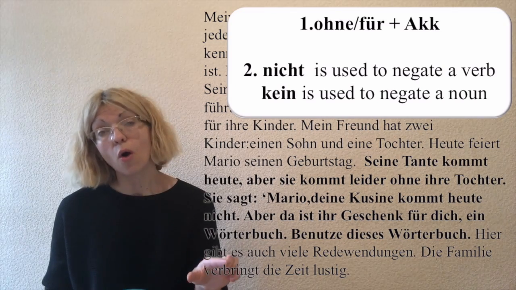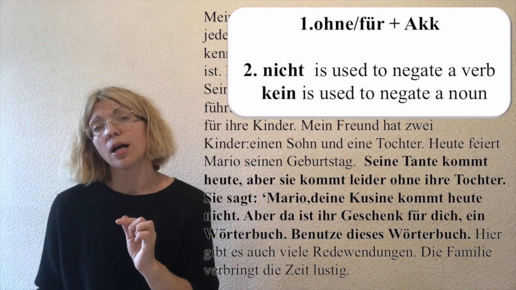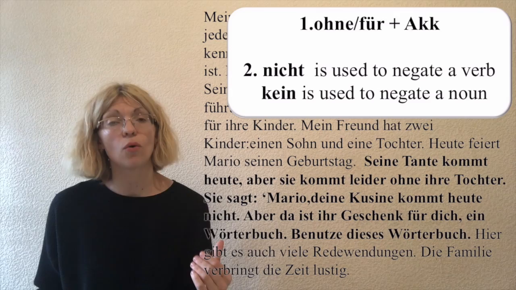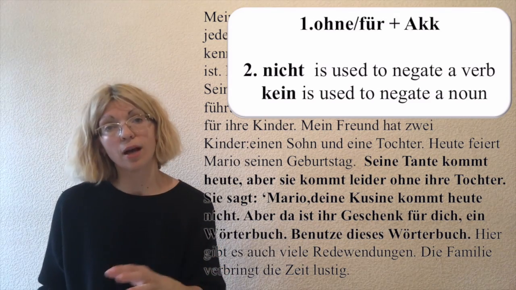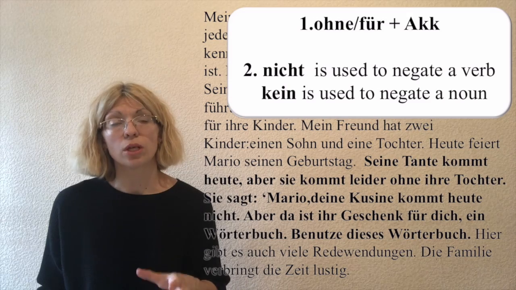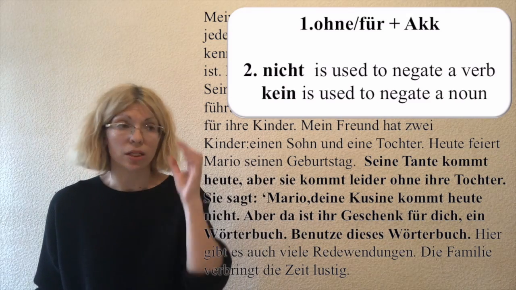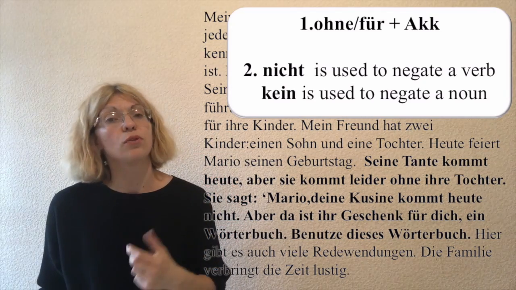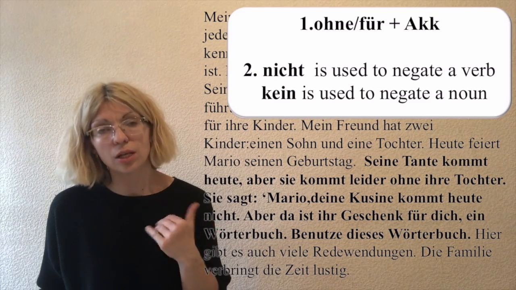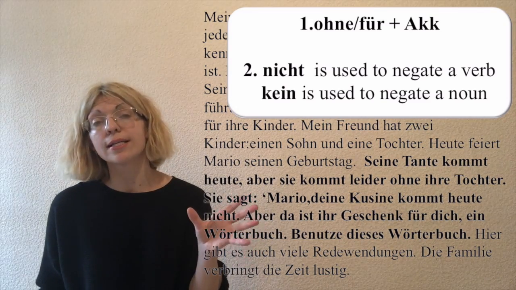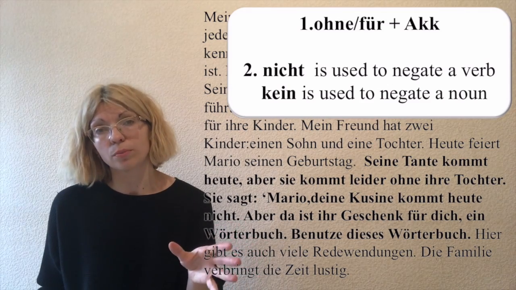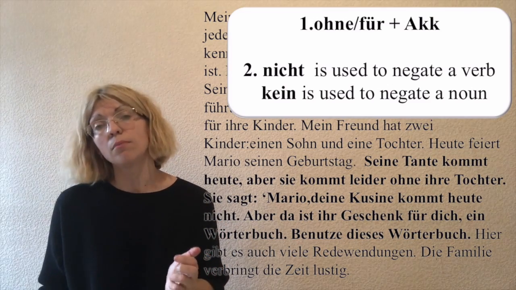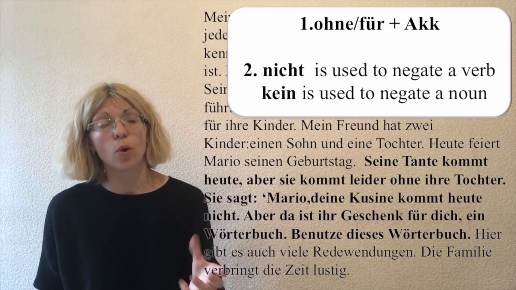Mairo, deine Cousine kommt heute nicht. Okay? In German, we can negate something with nicht and kein. What's the difference between kein and nicht? The most important idea is that you can negate a noun in a sentence with kein. And if you negate a verb, you should use nicht. Take a look at our sentence. Here we negate the verb come, okay? That's why I used nicht here. It's very important because you can't negate a verb with kein.